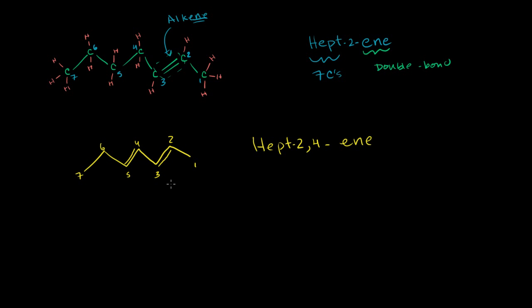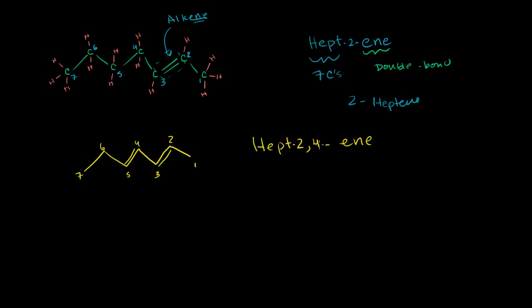Now, sometimes, just so you're familiar with it if you ever see it, someone would write hept-2-ene as 2-heptene, probably because it's easier to say. 2-heptene. And from this, you would be able to draw this thing over here. So it's giving you the same amount of information. And similarly, over here, they might say 2,4-heptene. But this is the correct way to write it.